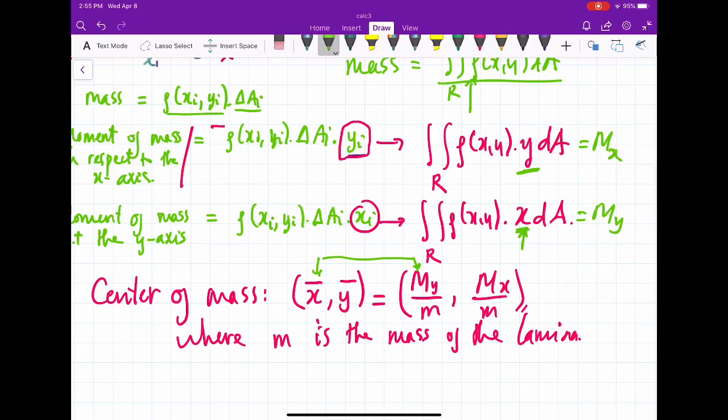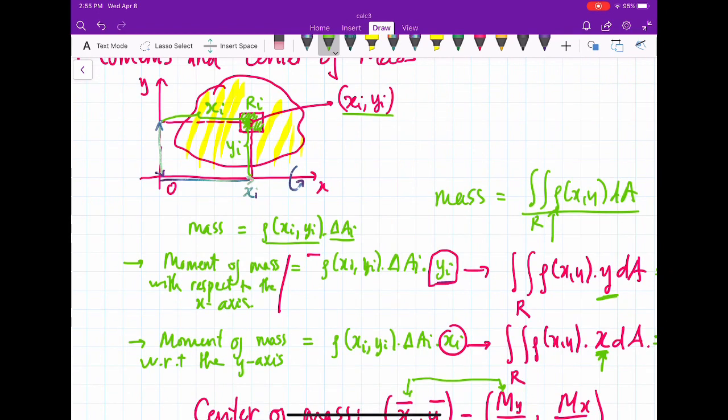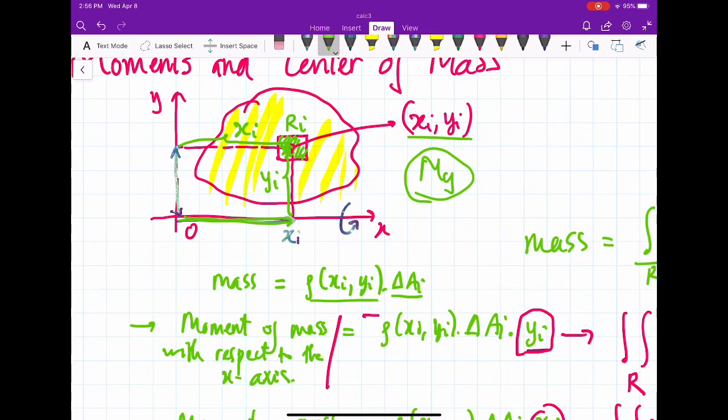Okay, here is Mx. The moment with respect to the y will serve as the x coordinate of the center. That makes sense because in the formula of My, you have the moment with respect to the y, so you just multiply the mass with the x distance right here. You see that? With the x distance right here. So basically, that will give you the x coordinate.